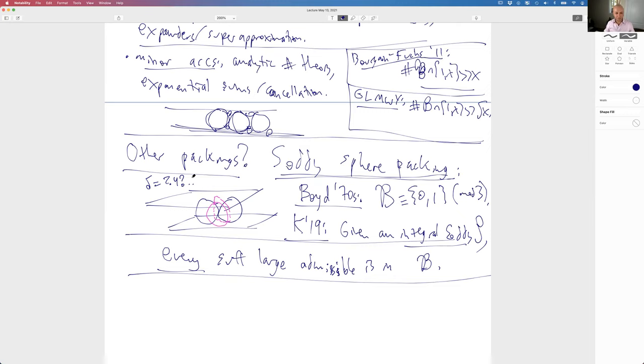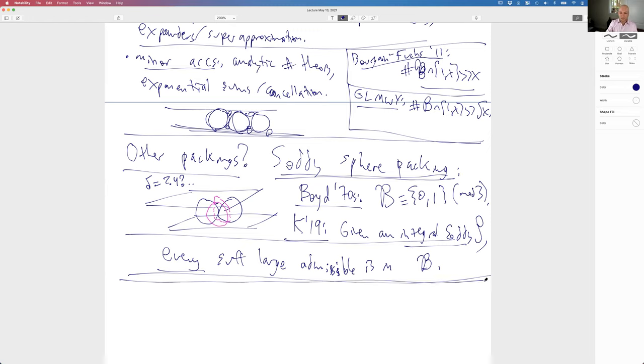And all right, so that's kind of all we know about these two classical objects, the classical integral Apollonian circle packing and the Soddy sphere packing. Any questions before we move on to generalizations? Okay, so far so good.